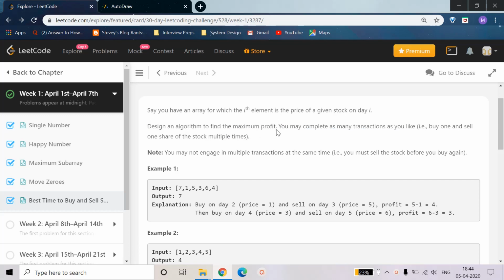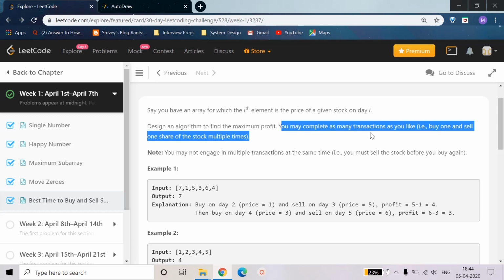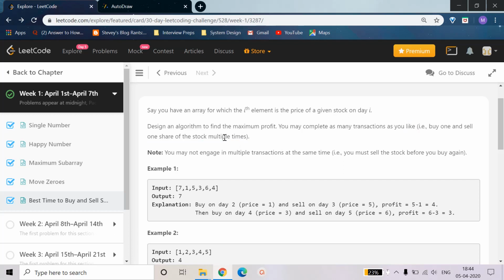Okay, and we are told that you may complete as many transactions as you like, that is, buy one share and sell one share of stock multiple times. So we are told that multiple transactions are allowed. However, we are allowed to buy only one share and sell only one share.